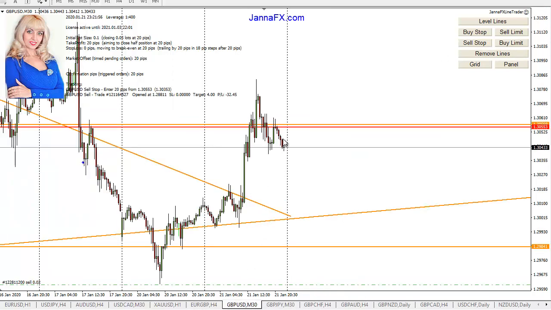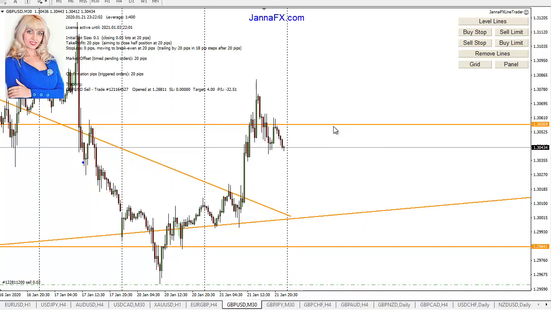And we have pound dollar also. I'm going to just leave it as it is. No, I think I'm just going to remove it just in case, and wait for a possible pattern. Maybe it will create some pattern in here, maybe a little bit of a triangle, maybe it will go back to this level.